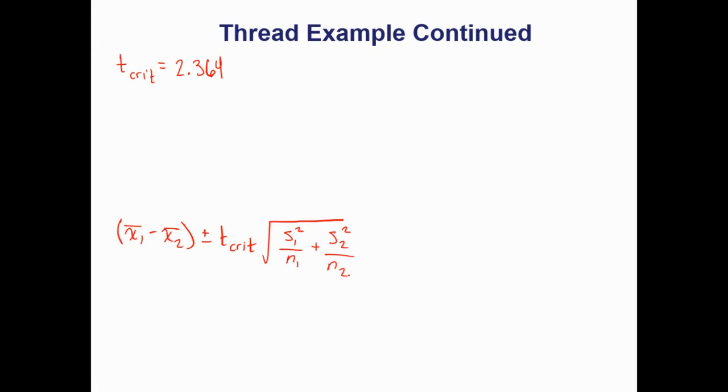So for the actual interval itself, we remember our formula: x1 bar minus x2 bar plus or minus t crit, which, just to recall, we said t crit is equal to, what did we say it was? 2.364. And then we have the square root of s1 squared over n1 plus s2 squared over n2.